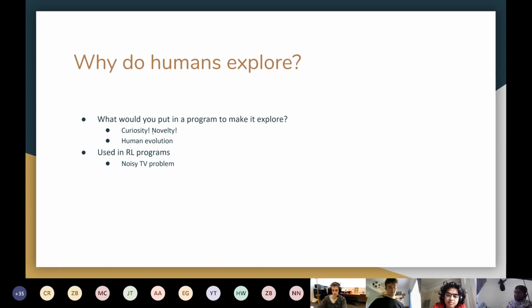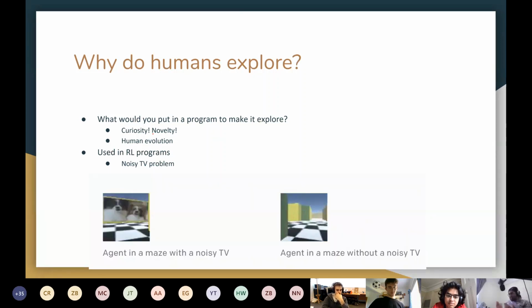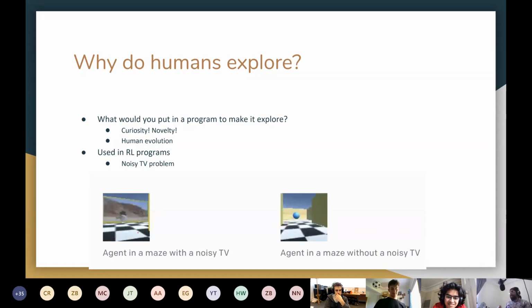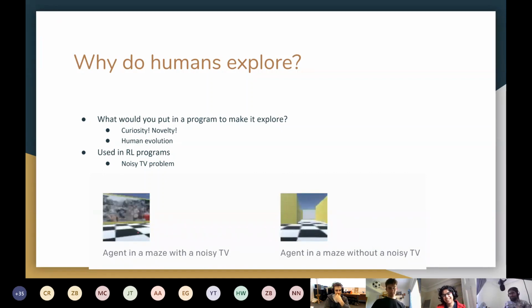And a hilarious thing is called the noisy TV problem, where some people trained an agent to explore a maze, and on one wall of the maze they put a noisy TV, just random images. In the world without the noisy TV, the agent did pretty well, as you can see. But in the area where it had a noisy TV, it was like, oh, I can't predict this. This is really exciting. I'm just going to sit there and become a couch potato and just stare at it. Interpret from this what you will.